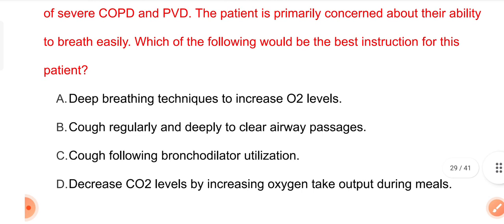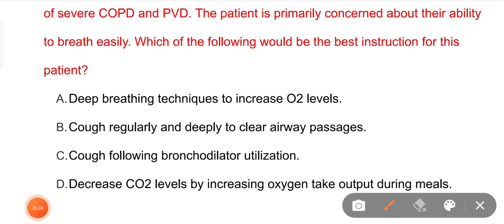The options are option A, deep breathing techniques to increase the O2 levels, option B, cough regularly and deeply to clear airway passages, option C, cough following bronchodilator utilization, option D, decrease carbon dioxide level by increasing oxygen intake during meals. The right option is option C, cough following bronchodilator utilization.